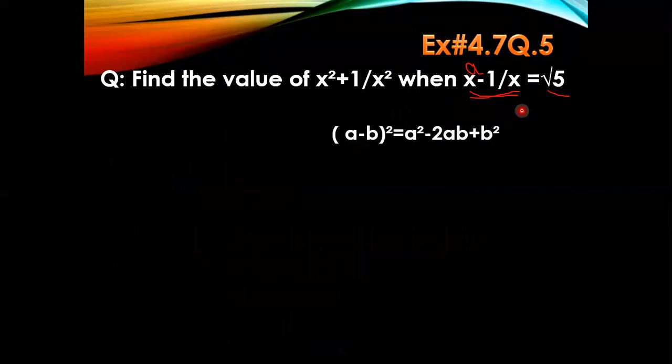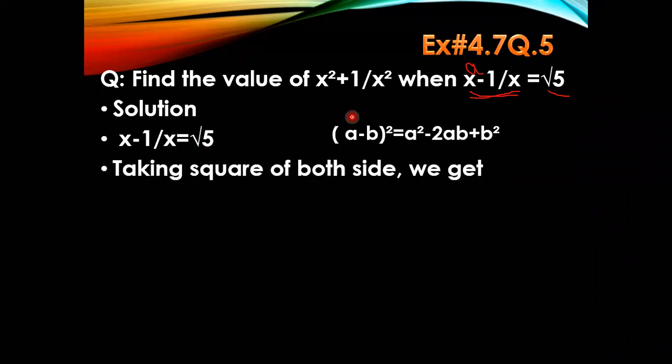Understand? Now, what you have to do, simply you will write down the heading of solution, and then you will write down the thing that is given to you. What is given to you? This one, x minus 1 upon x is equal to under root 5. Okay, now required here is x square plus 1 upon x square. So what we will do, we will take the square on both sides. So we will write down taking square of both sides. This is the left side and as well as the right hand side.